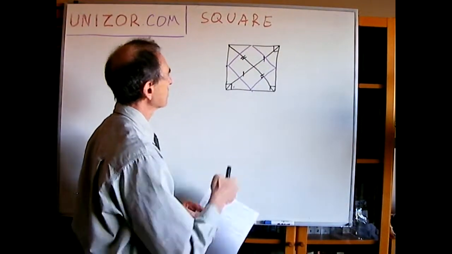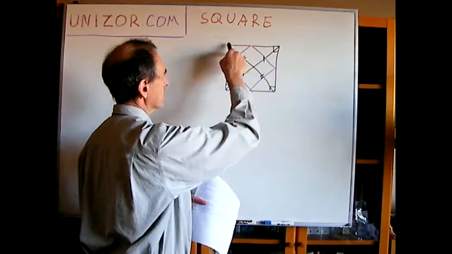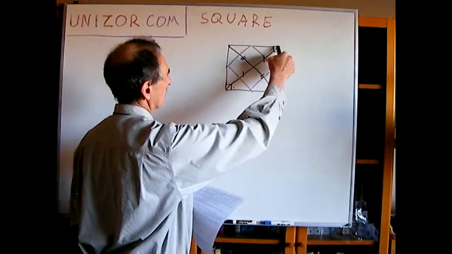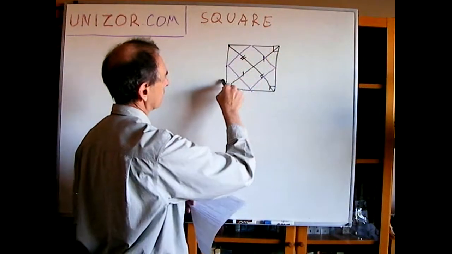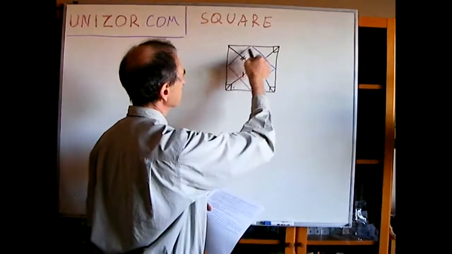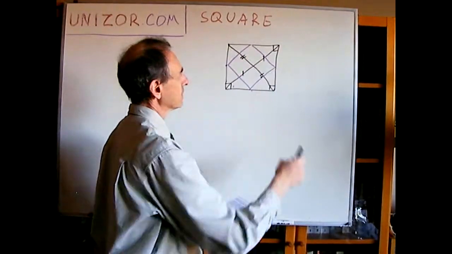Also, diagonals bisect the interior angles of the square. So this is an angle bisector of this angle. Same thing as this. So all these four angles are bisected by diagonals.